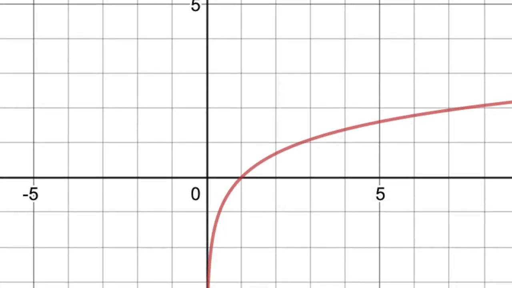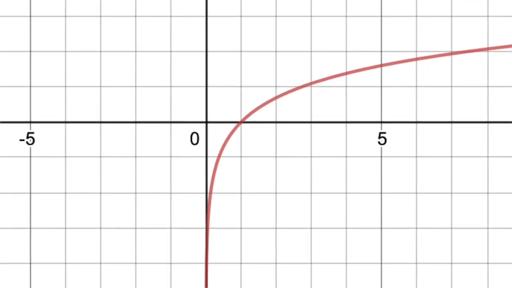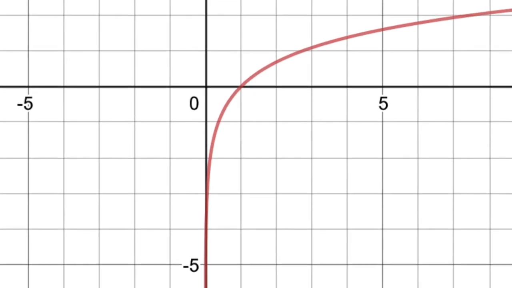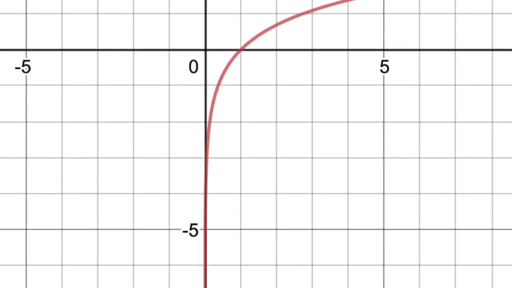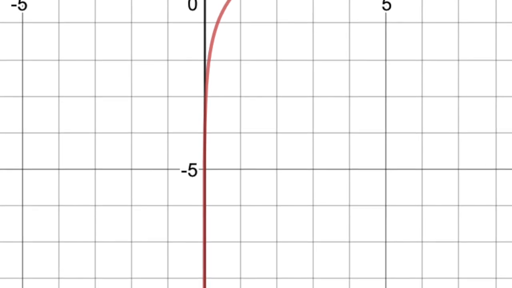Notice as x goes to 0 from the right, 1 over x is going to grow to infinity. And that makes sense because natural log is very steep as we approach the y-axis from the right. Right, so the y-axis is a vertical asymptote for this function.